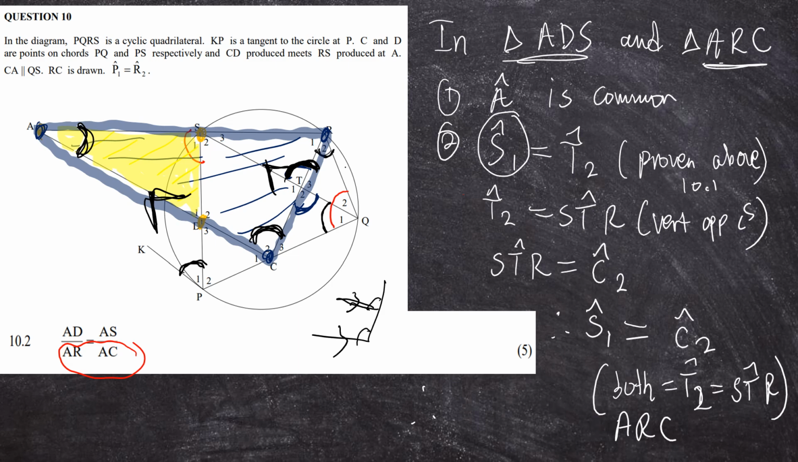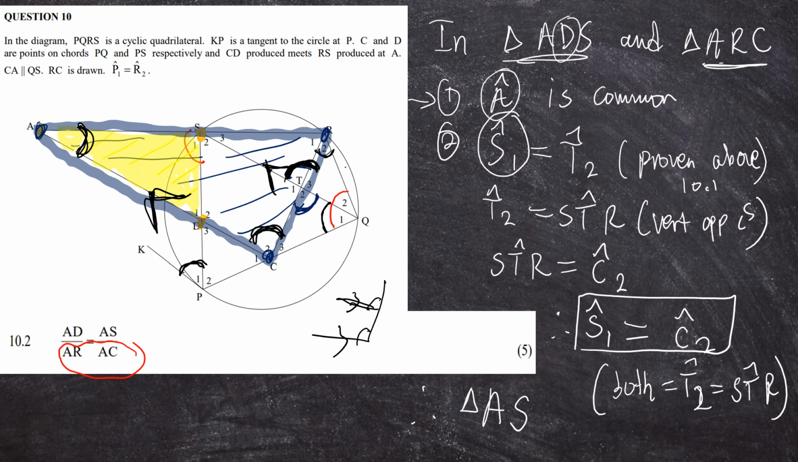Okay, so we can conclude that these two triangles are similar. The order matters in how you write these letters, right? So you write the letters according to how you equated their angles. So we'll say triangle AS, then obviously it will be followed with D, is similar to triangle. Also A is common, we'll start with A, then followed with C, then there is R there. By angle, angle.